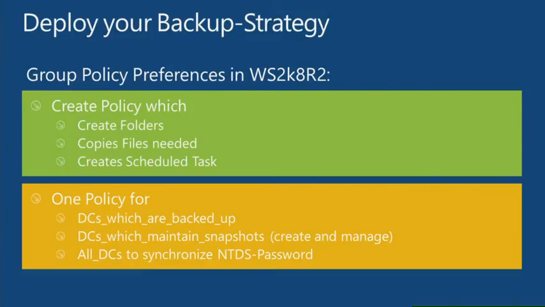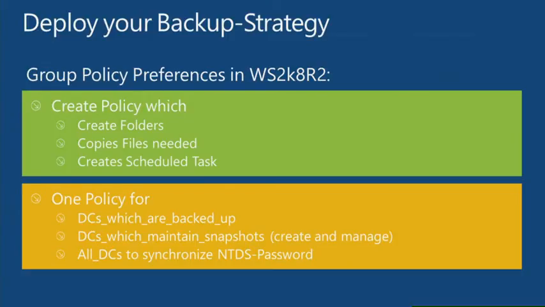So what I prefer to do is I create one group, called DCs which are backed up, for example. Then I configure group policy preferences so that it's creating a backup folder and a script folder. I'm copying my backup scripts into the script folder. I configure a scheduled task so that this script is run every evening, for example, at a specified time.